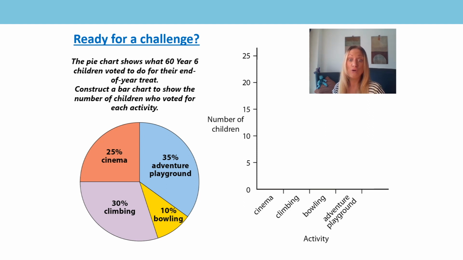You'll need to identify what 100% is. 100% is mentioned in the question. And then when you've found those percentage amounts, do you think you could put them on that bar chart that shows you the number of children who've done each activity?